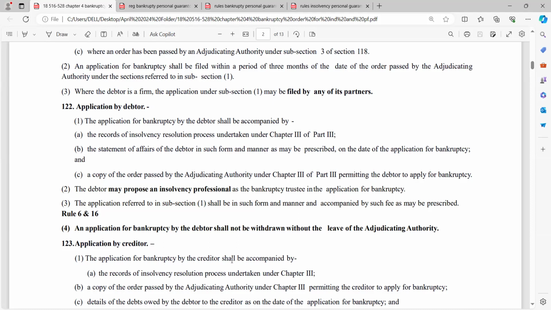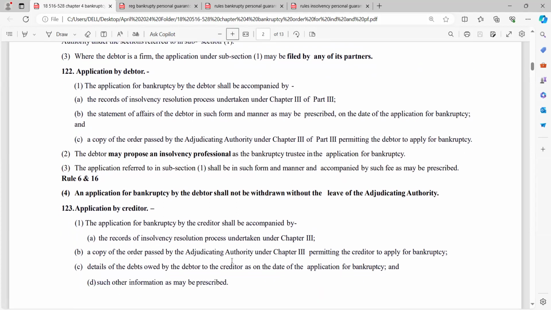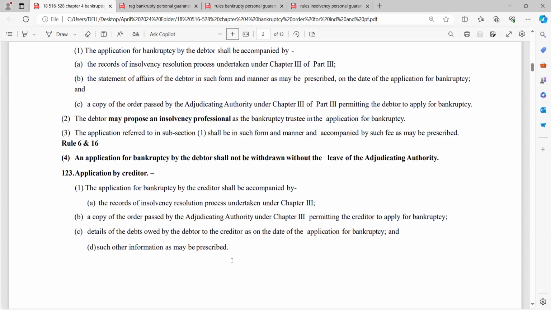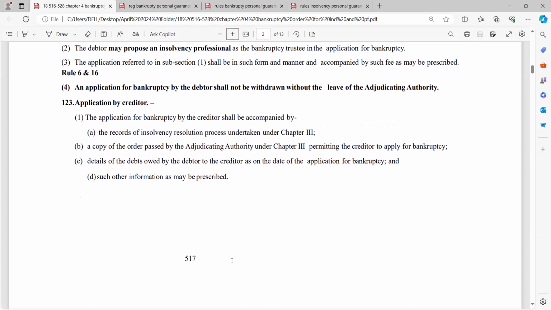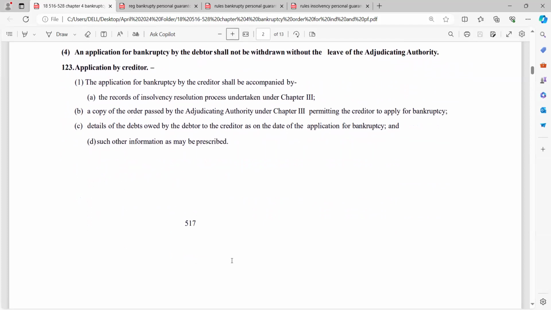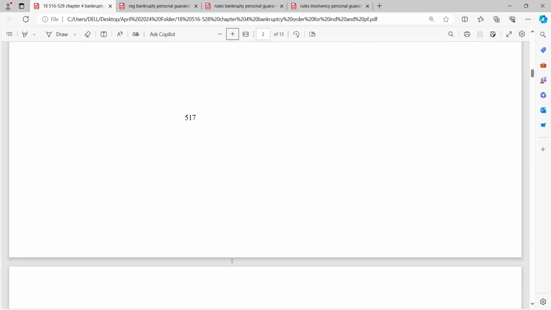Section 123. Section 123 talks of application by creditor. The application for bankruptcy by the creditor shall be accompanied by the records of insolvency resolution process undertaken, a copy of the order passed by the adjudicating authority permitting the creditor to apply for bankruptcy, details of the debts owed by the debtor to the creditor as on the date of the application for bankruptcy, such other information as may be prescribed.